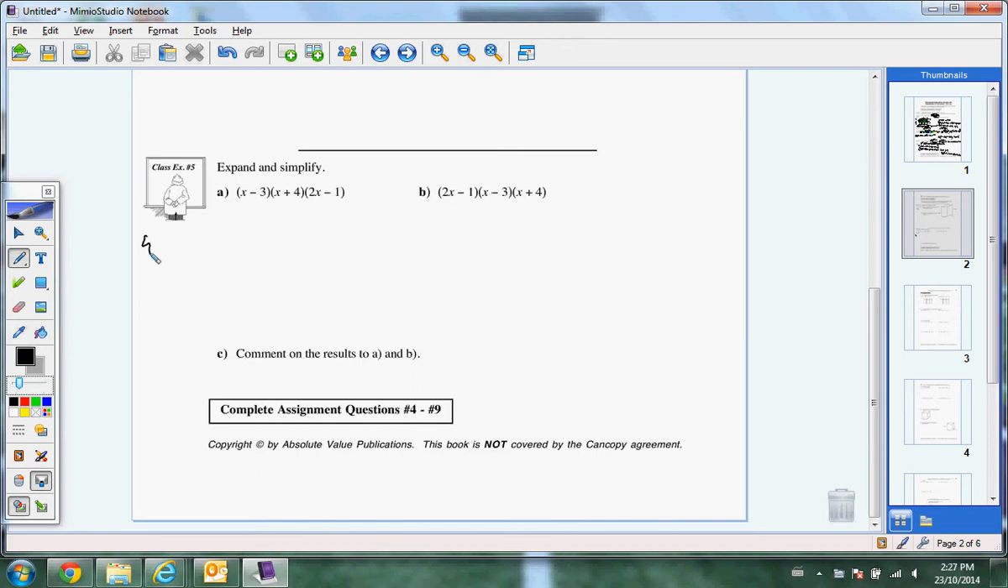Okay. All right. So x times x squared, x times 4, 4x, negative 3 times x, negative 3x, negative 3 times 4, negative 12. So my like terms there is 4 minus 3. So that's going to give me x. This is what we have. That's where we're at. We're to a trinomial times a binomial now.